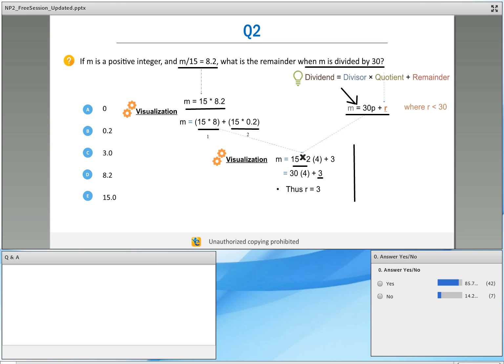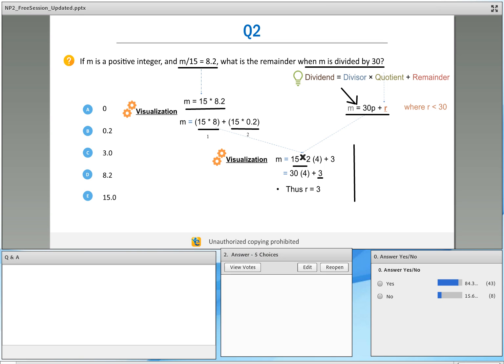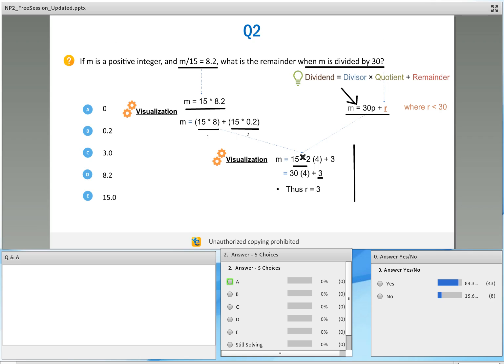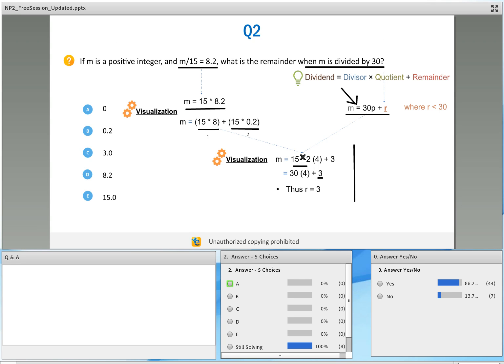Okay. All right. So let's move forward. And we are going to use a very similar expression, but we're going to make it slightly more complex this time. And again, before we do that, let's look at the answer choices. And I want you to select.